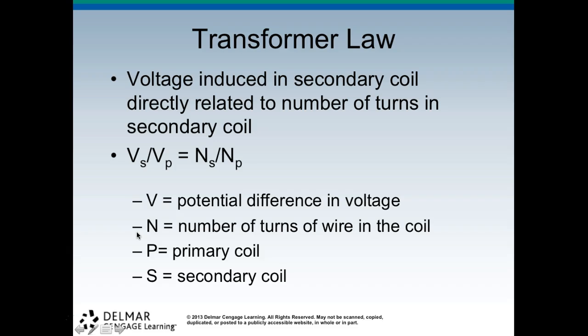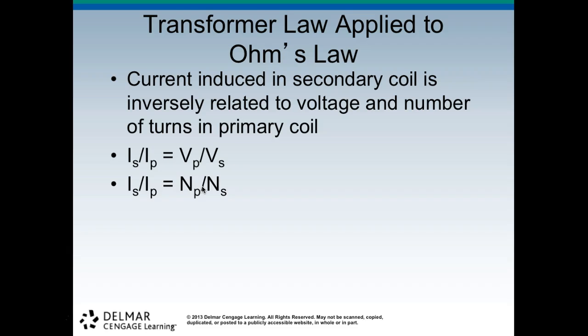Okay, so the transformer law. Voltage induced in the secondary coil is directly related to the number of turns in the secondary coil. So if we're looking at this equation here, V equals the potential difference in voltage, N is the number of turns in the coil, P is the primary, and S is the secondary coil.